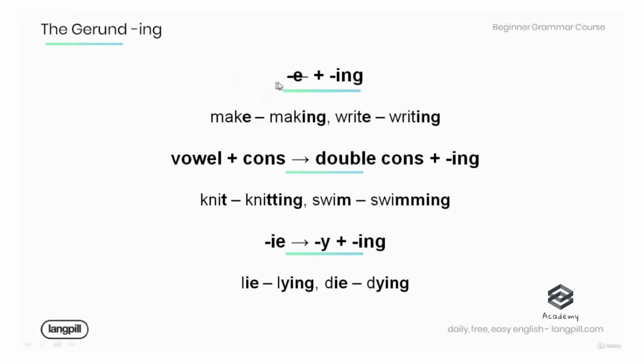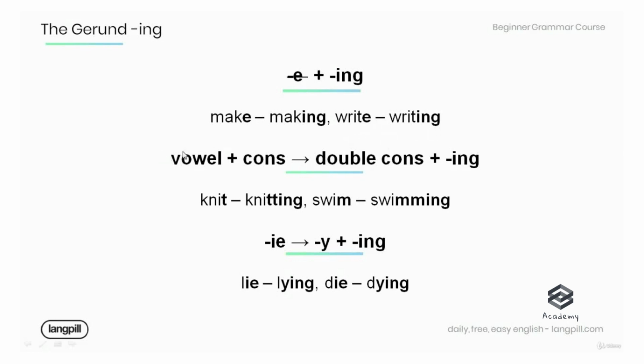Now, when a verb ends with E, we get rid of E and add ing to the verb when we want to create the gerund. Have a look at the example over here. Make turns into making. Write, writing.